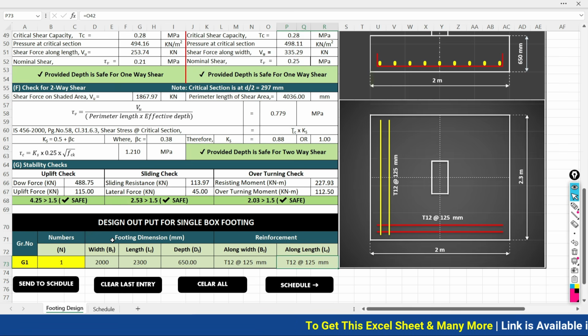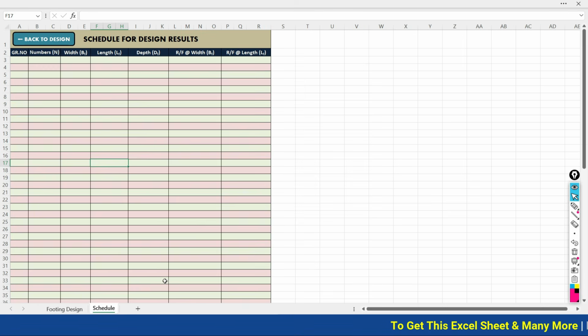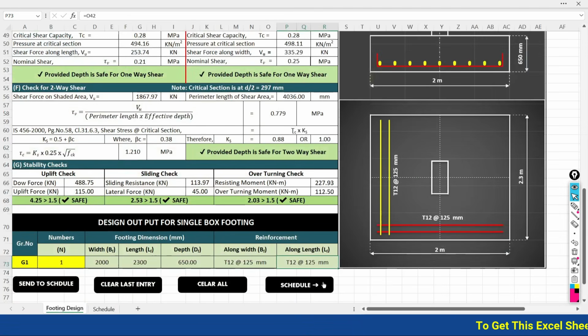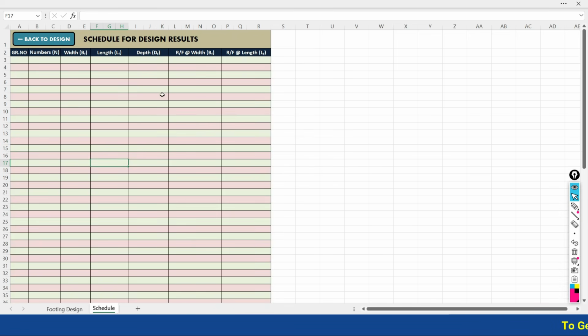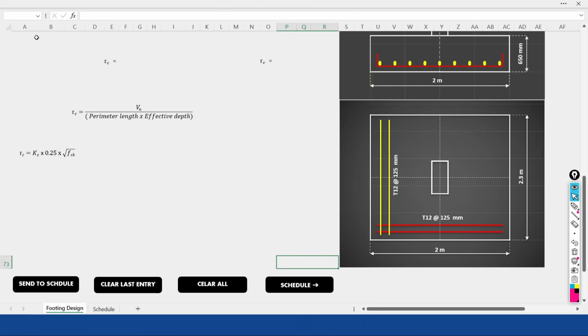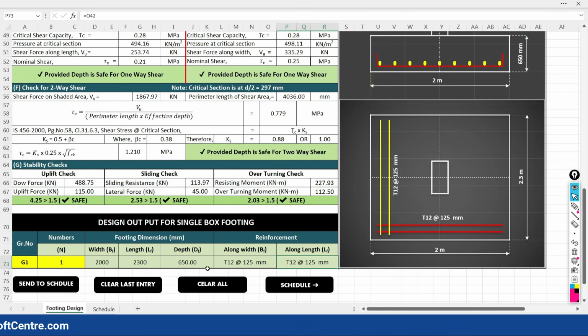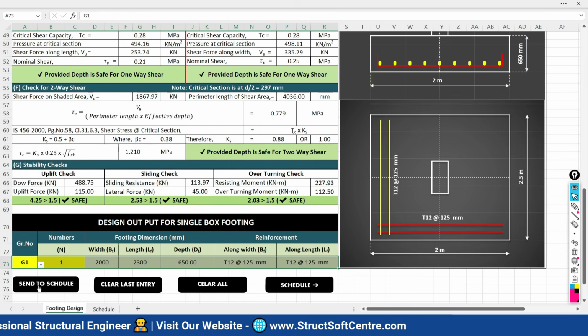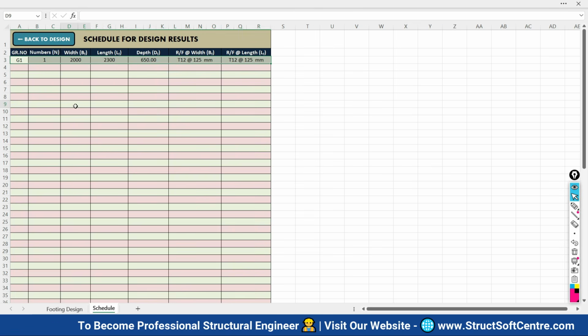Now I have to prepare the schedule. So this is your schedule sheet. Come back, so here go to schedule. So you are in the schedule sheet, you have to come back to your design sheet, then click over this, you are coming back to your design sheet. Now I have to send this design report to my schedule sheet. So you just have to click over the send to schedule. Once you click over the send to schedule, now this data is available in your schedule list.